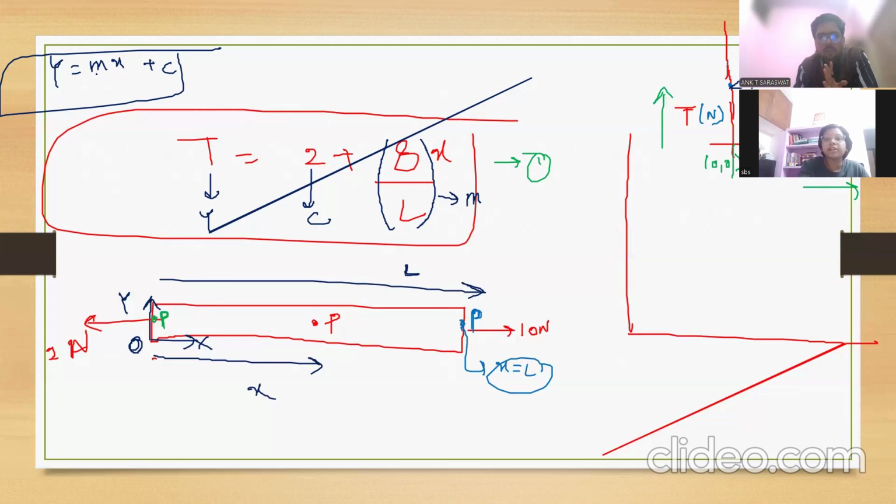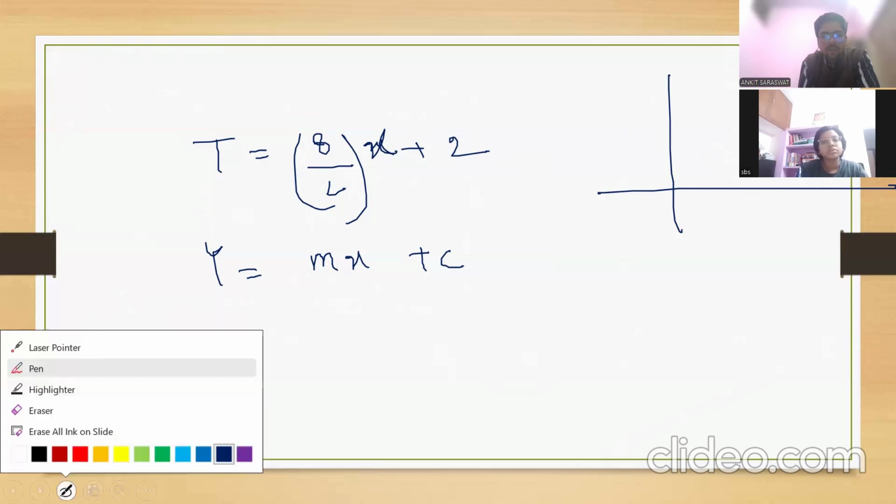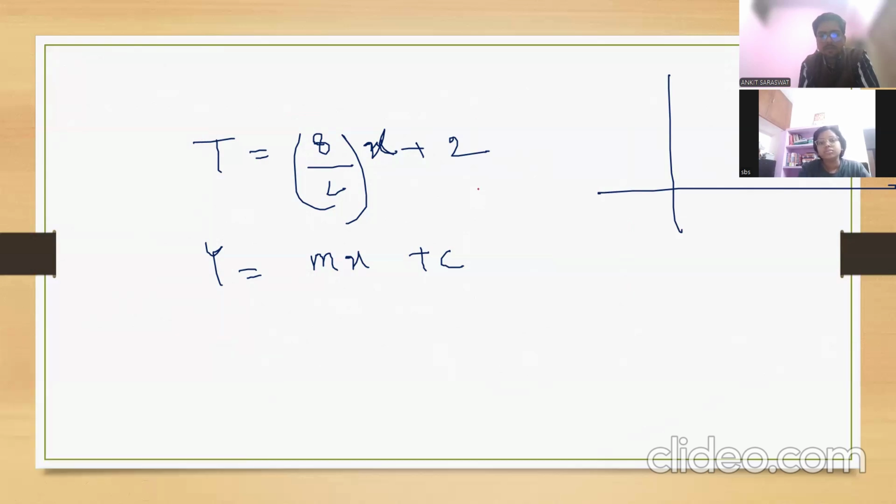I'm feeling a little bit confused about plotting, sir. Okay, see, T is equal to 8x by L into x plus 2. This is y is equal to mx plus c. How will you draw? C is positive or negative? Positive. Slope is what? Constant.